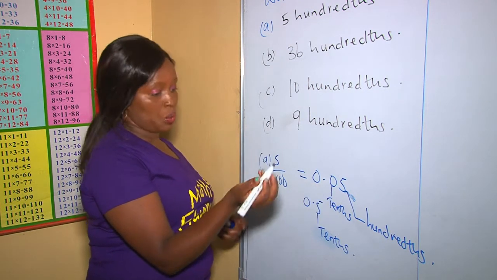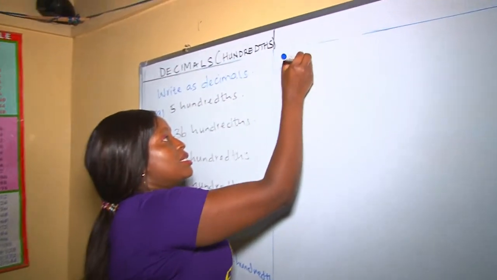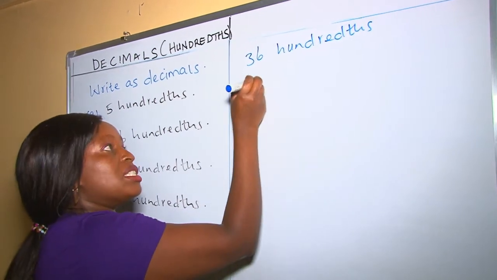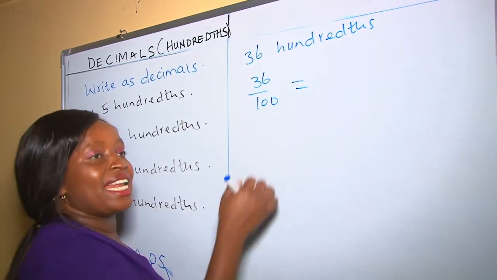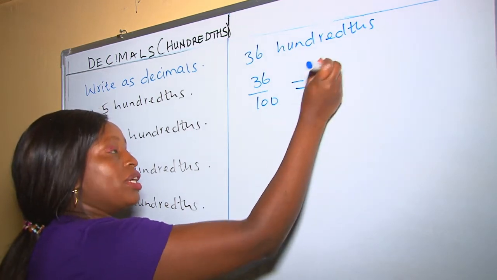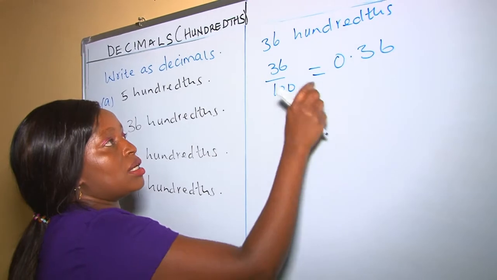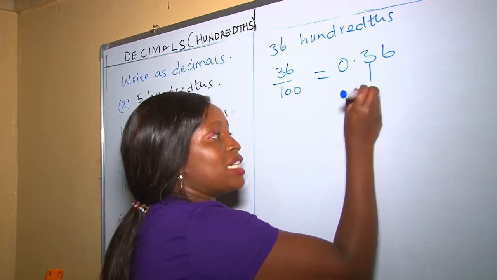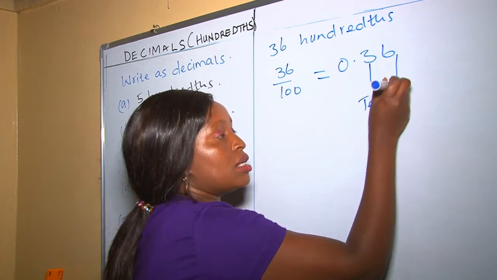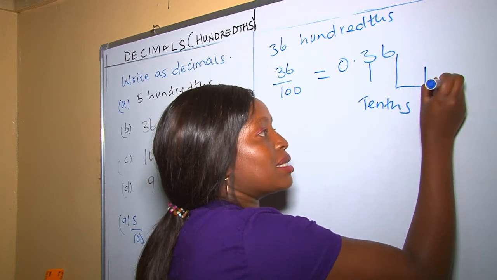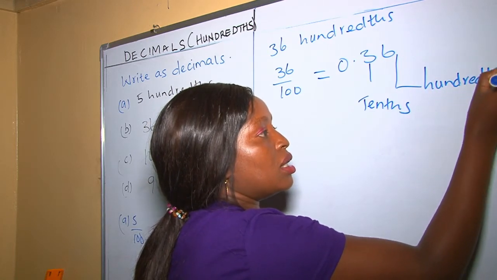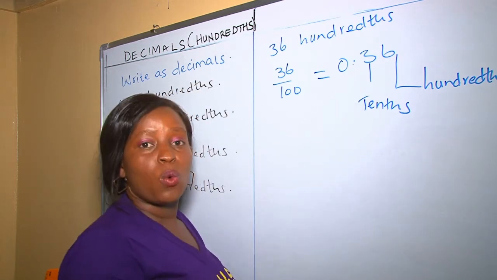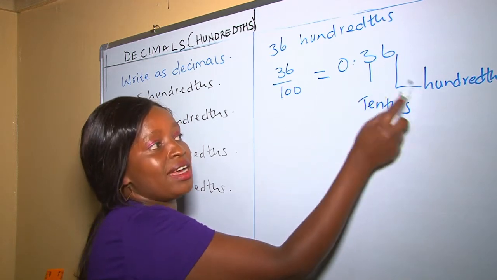Let's work out our second question. That is 36 hundredths. As a fraction, it means 36 out of 100. And as a decimal, it's going to be 0.36. So these are 36 hundredths. The 36 here, 3 takes the place of tenths, and 6 takes the place of hundredths. Remember, we said that at the decimal point, we don't have ones, we have tenths and then hundredths.